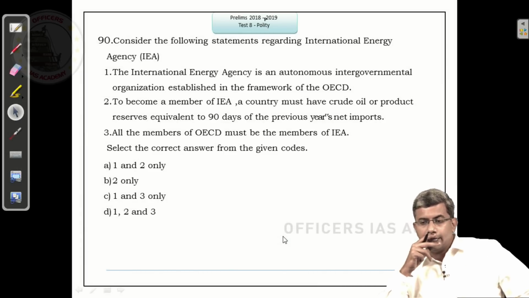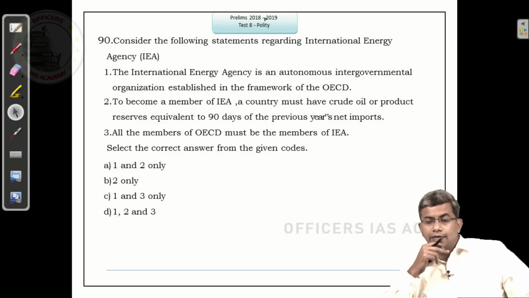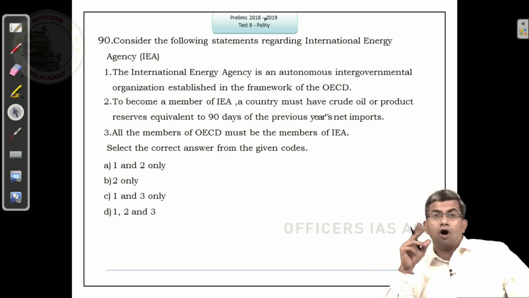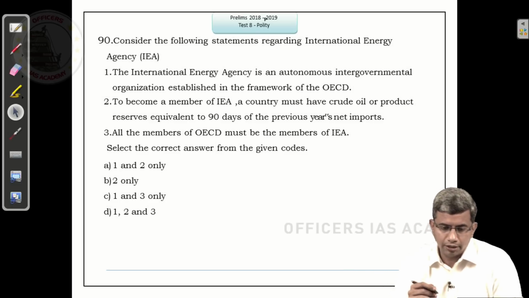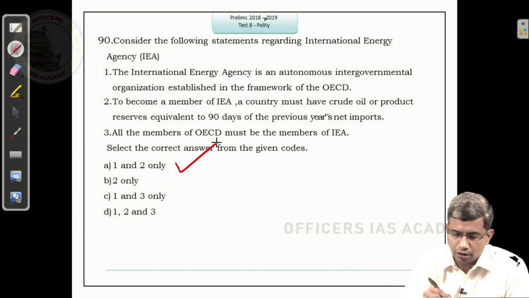Consider the following statements regarding the International Energy Agency. The International Energy Agency is an autonomous intergovernmental organization established in the framework of the OECD. Yes, it is correct. To become a member of the IEA, a country must have crude oil or product reserves equivalent to 90 days of the previous year's net imports. Yes, that is also correct. But all the members of the OECD, which are the oil exporting countries, must be members of the IEA. No, that's not required, so that's not a condition. So the correct answer is A, 1 and 2 only.